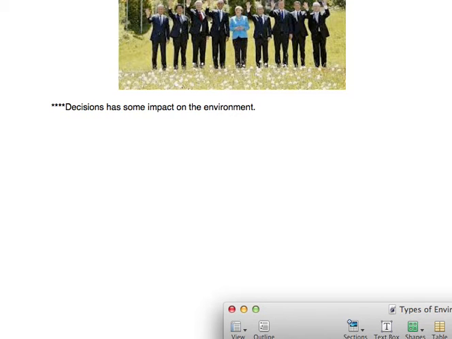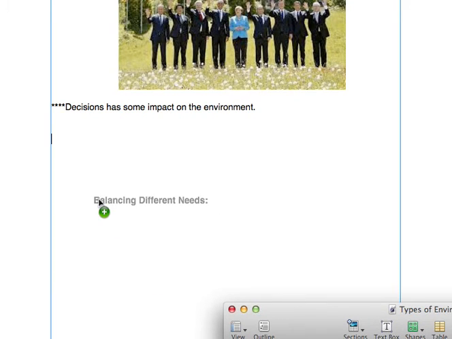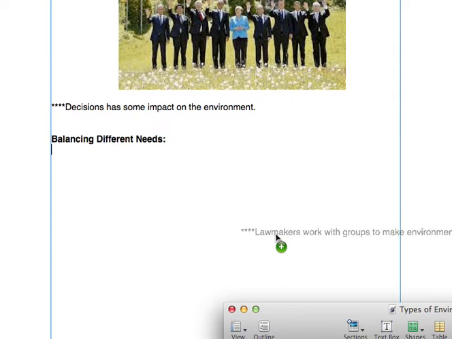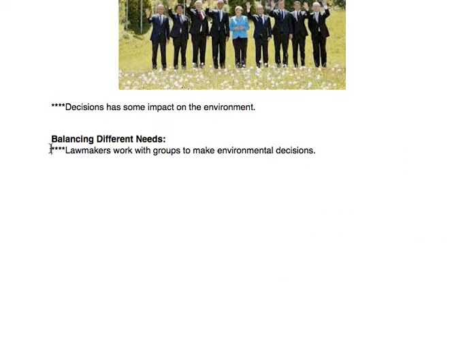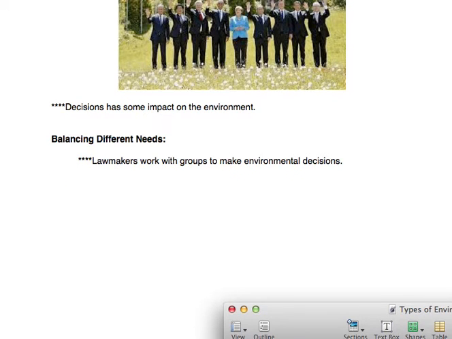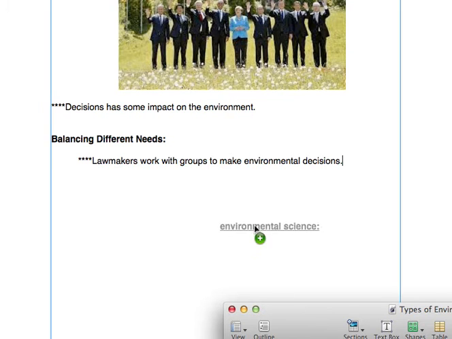So that's an example of some of the decisions that might be made. And in making environmental decisions, they have to do a lot of balancing of different needs. A lot of times, lawmakers work with different groups to make environmental decisions. So lawmakers work with groups to make sure that the environmental decisions they make are the ones that they really do want to be making, and the type of people that they might enlist to help them make these decisions include environmental scientists.